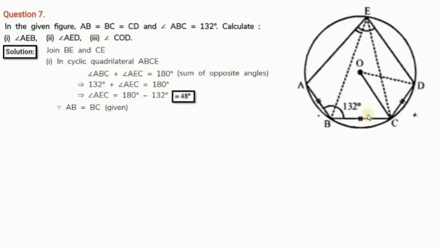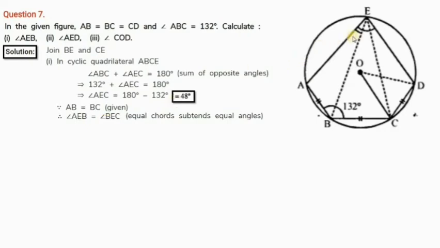So AB and BC both are equal. That's why I can say angle AEB is equal to angle BEC, because equal chords subtend equal angles. That means equal chords make the same angle at the same point, right? So this angle and this angle are going to be the same because the lengths of AB and BC are equal. So that's what is written out here.